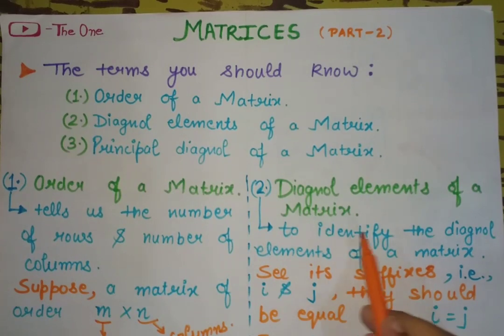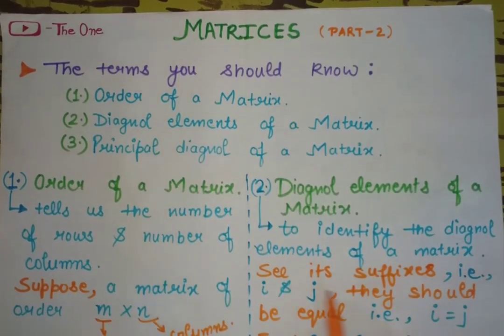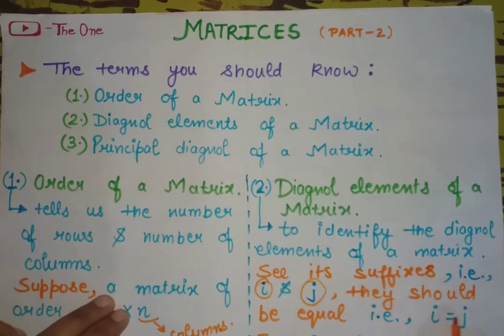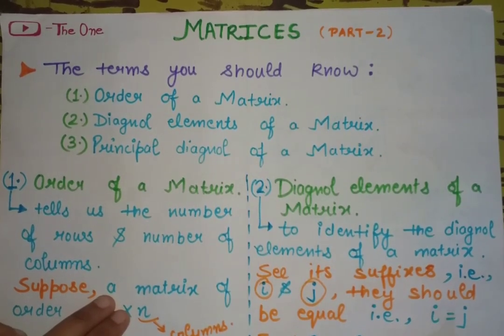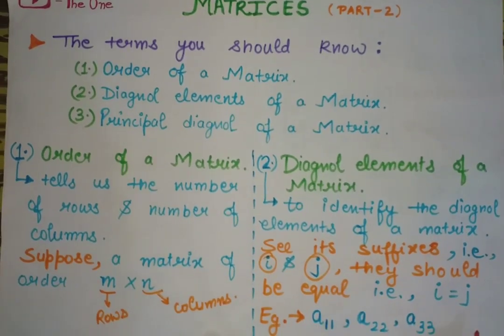Diagonal elements of a matrix. To identify the diagonal elements of a matrix, see its suffixes i and j. They should be equal. That is, i is equal to j. I've already told you about i and j in the previous video. So if i and j are equal, only in that case an element will be known as a diagonal element. For example, a11, a22 and a33.